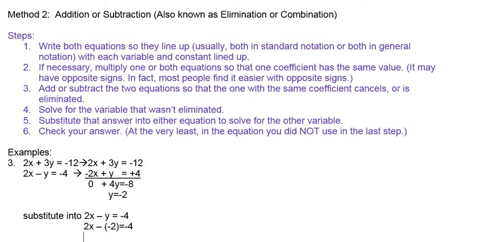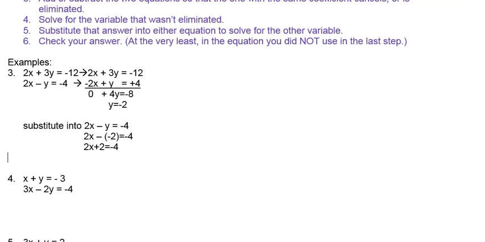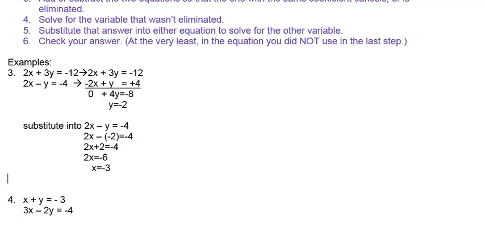This leaves us with 2x plus 2 equals negative 4. So we can bring that over. Scroll up here so we can see the whole question. So 2x equals negative 6. x equals minus 3. So our solution, negative 3, negative 2.